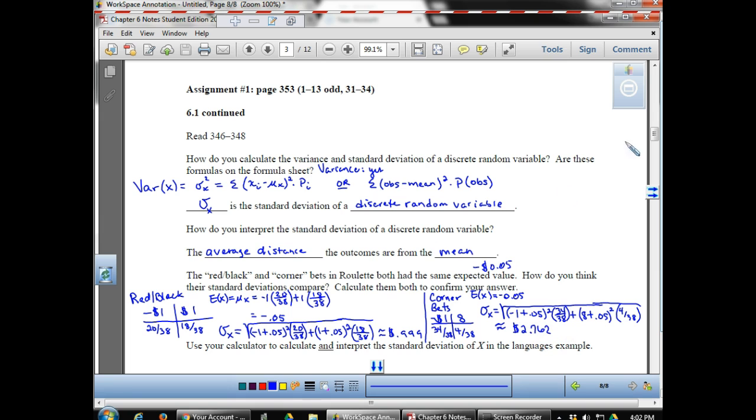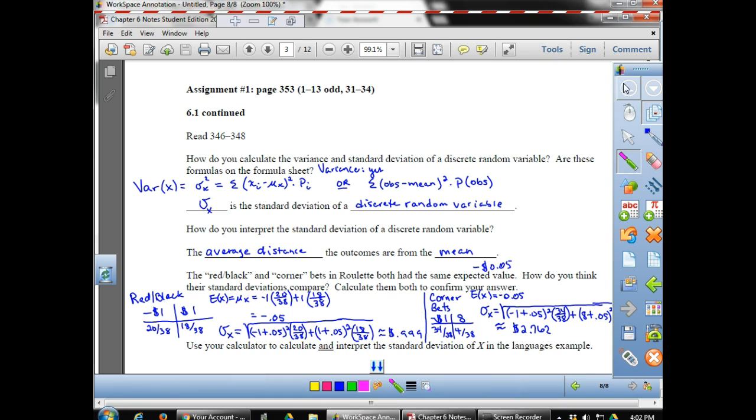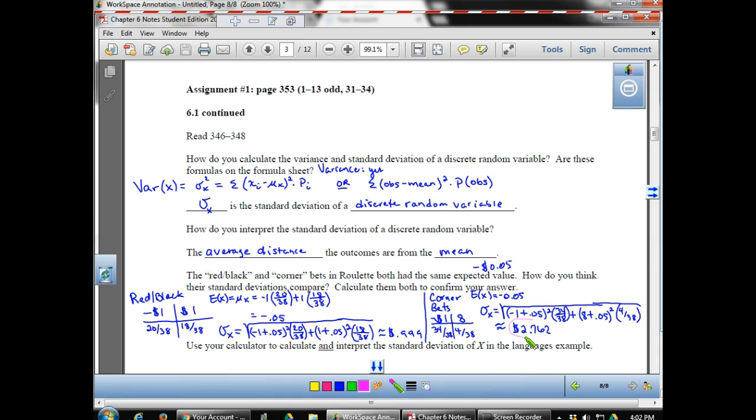So that basically is saying that even though the expected earnings every time you play are the same, the variability is a lot more for the corner bets. So that's the takeaway from that. Almost $3 is the variability or the standard deviation. So on average, the wins are going to be roughly $3 above or below your expected earnings.